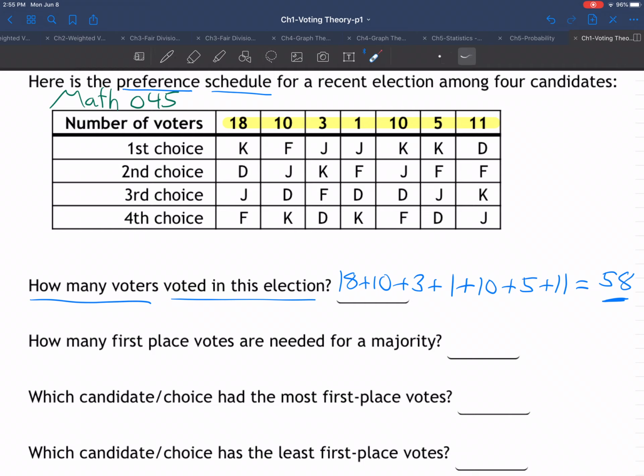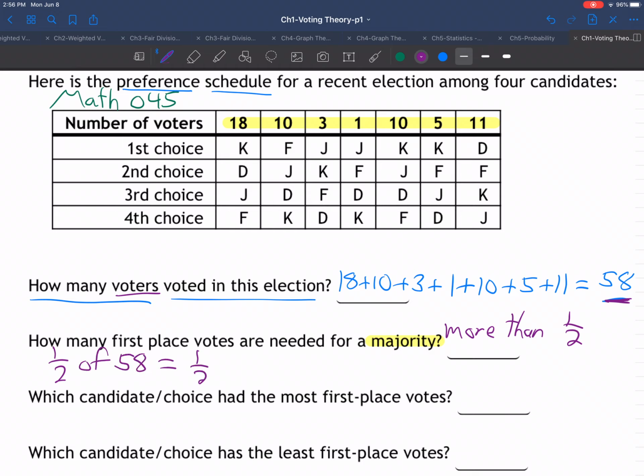Next question. How many first place votes are needed for a majority? Now, the whole key is this word here, majority. What does majority mean? More than half, or more than 50%. So majority means more than half, more than 50%. We know 58 is the number of total voters. So let's take a half of 58.